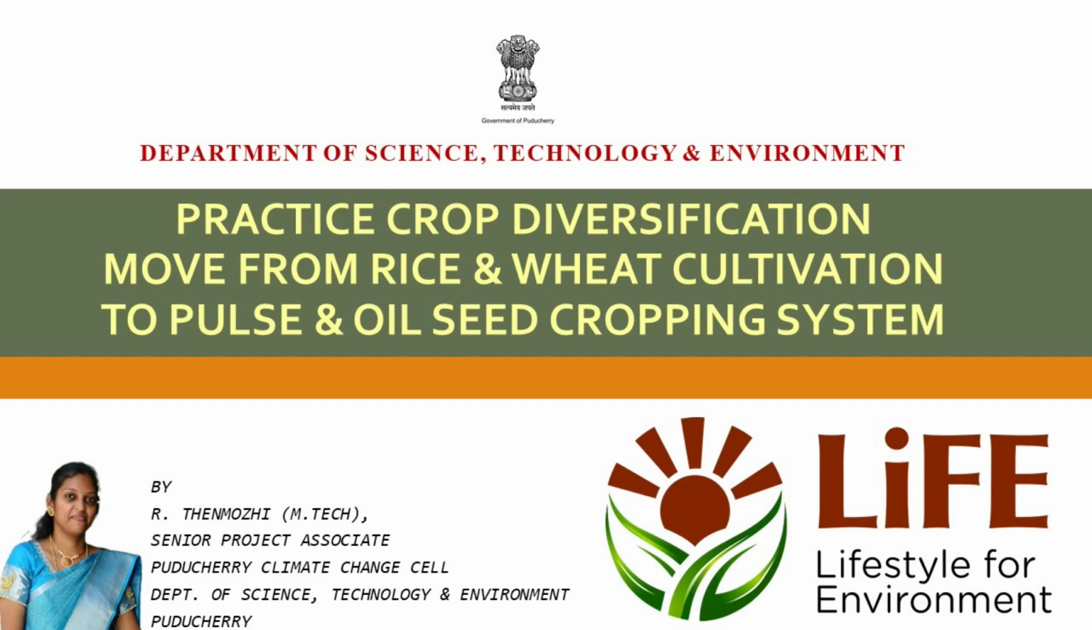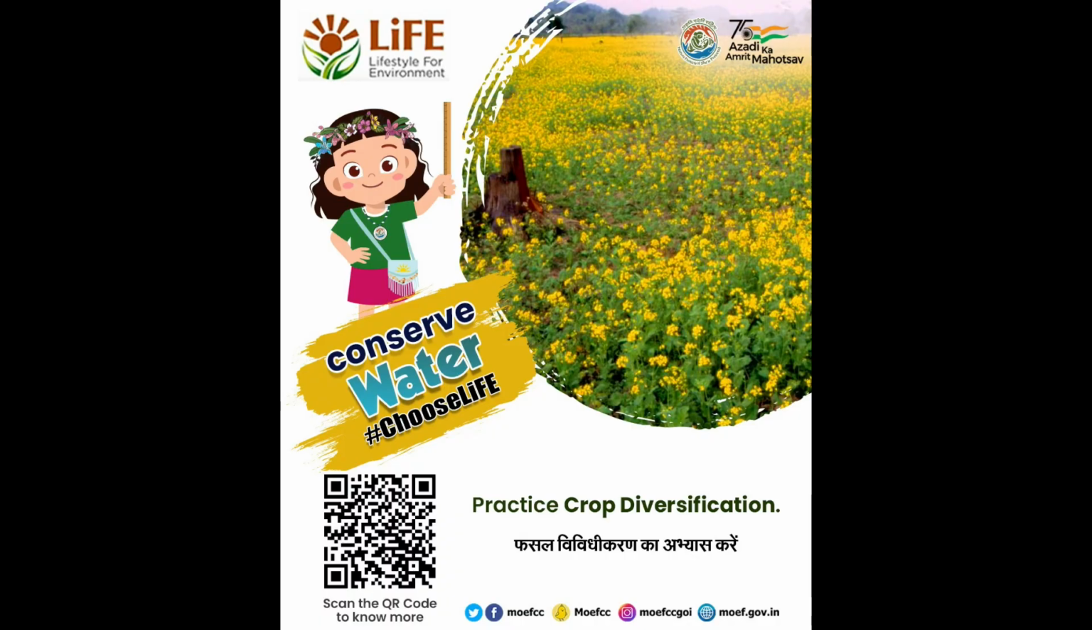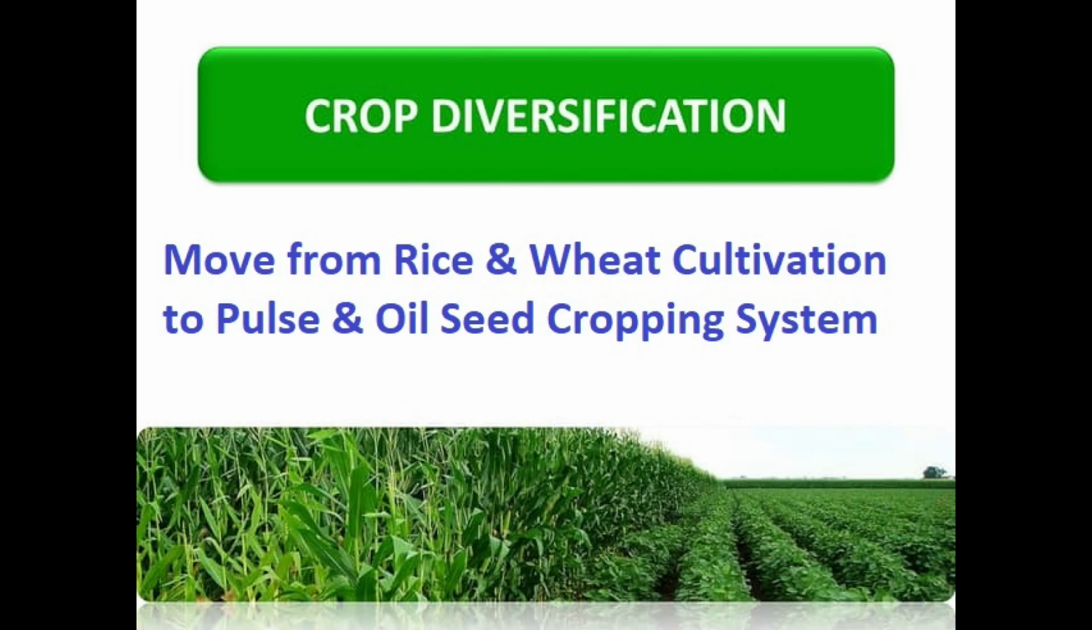Now we are going to see the third action of Save Water theme under Life Mission. Practice crop diversification. Move from rice and wheat cultivation to pulse and oilseed cropping system.